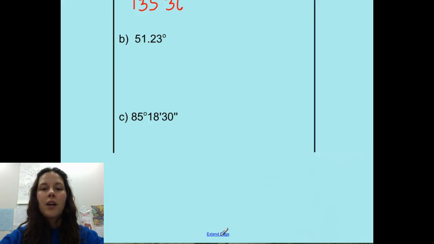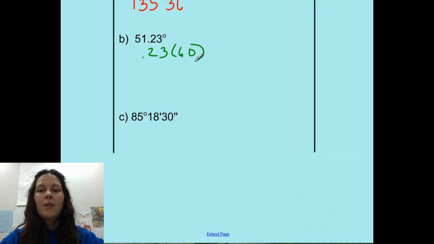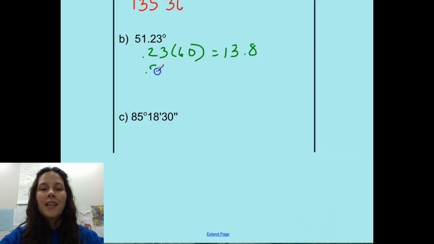Second example, same process. Start by converting the decimal to minutes. So 0.23 times 60, which gives us 13.8. So we have 13 minutes. So now we'll convert the 8/10 that were left over to seconds by multiplying by 60 again. 8/10 times 60 is 48. So we have 48 seconds. So this would convert to 51 degrees, 13 minutes, 48 seconds.